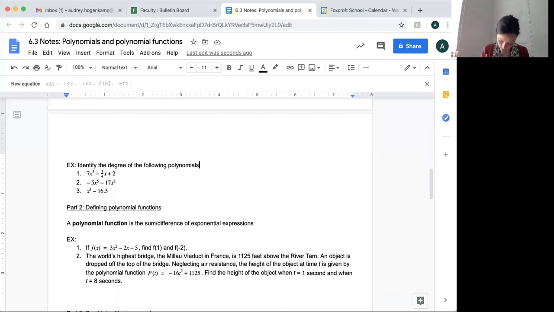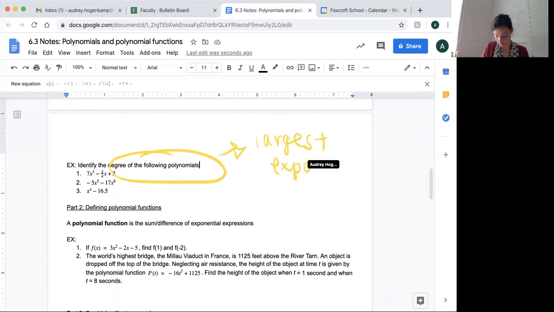So, number 1, we have 7x cubed minus 3/4 x plus 2. Identifying the degree of a polynomial just means largest exponent. That's it. So we just look at our exponents and identify the largest one. So, for instance, in number 1, if we look at our exponents, the largest one is 3. So for our polynomial number 1, the degree is 3.